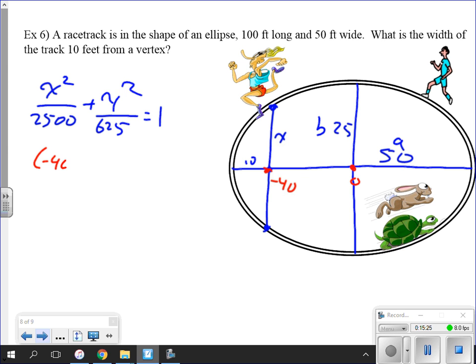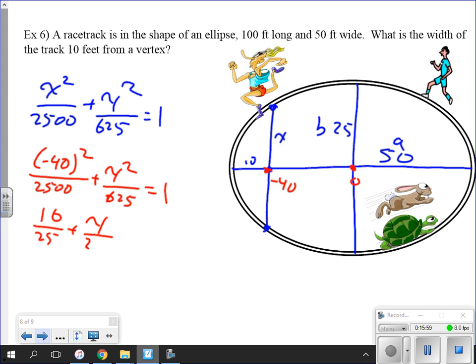So that means I have -40 squared over 2,500 plus y squared over 625 is equal to 1. And I solve for y. That's what you have to do. You solve for y. So 40 squared is 1,600. The zeros cancel. So you get 16 over 25 plus y squared over 625 is equal to 1.